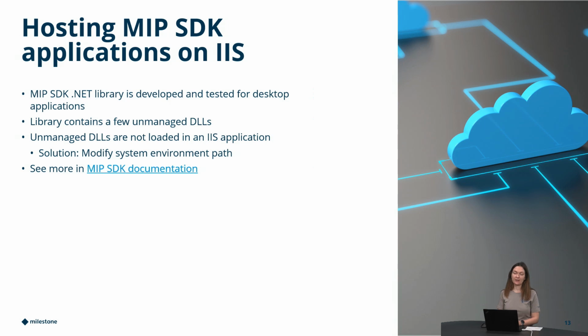You have to modify the system environment path to point to the folder where the MIP SDK DLLs are. And we have a knowledge-based article on that, which you can find on the documentation page. The alternative, when you want to have an application hosted on IIS and you want to connect to the VMS system, is that you can use protocol integration or you can use mobile SDK libraries.